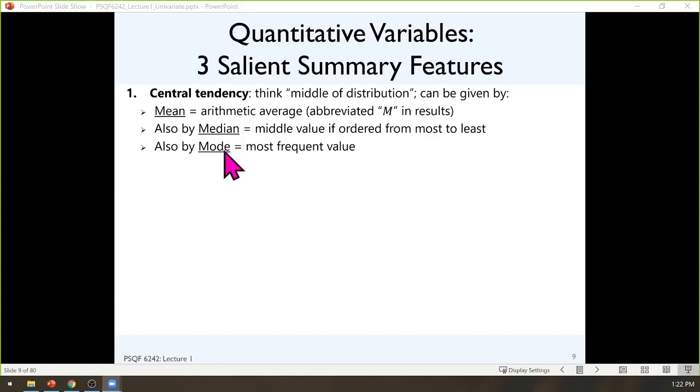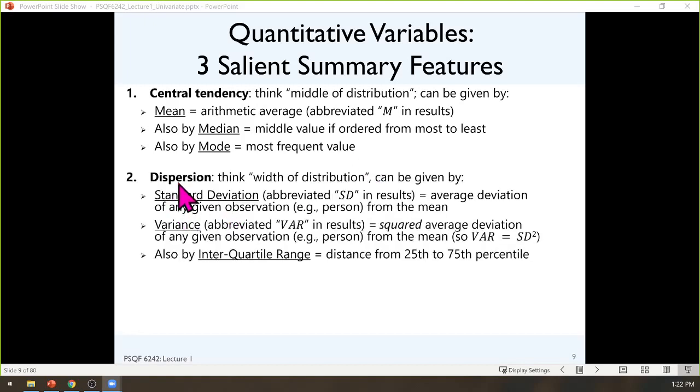There's also median and mode. And these tend to be used less frequently. Median is the middle value. If you lined up all of the values in order, it would be the one that is physically in the middle of the list. Mode is the most frequent.